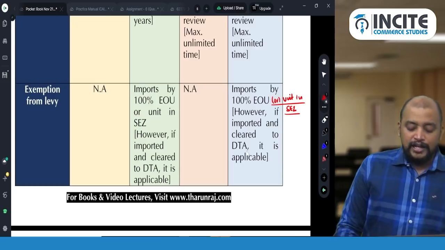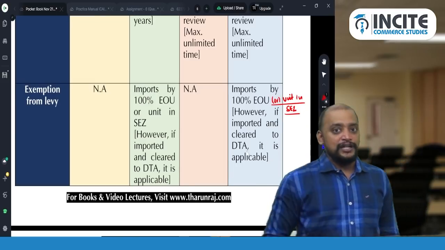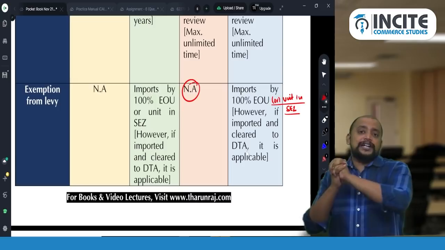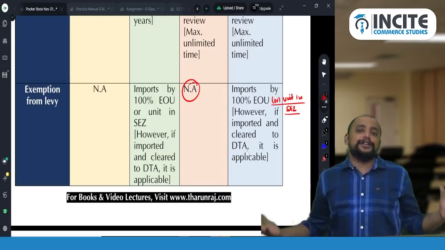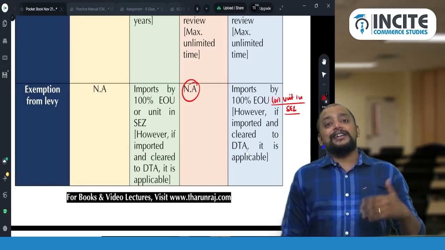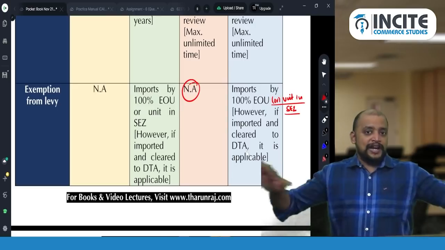Imports by a 100% EOU: this is common for safeguard duty and anti-dumping duty, not for the anti-subsidy duty. What does it mean? If a 100% EOU or a unit in SEZ is importing goods that attract safeguard duty or anti-dumping duty, there is no safeguard duty or anti-dumping duty.